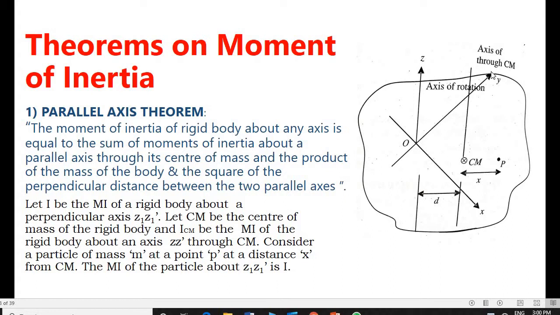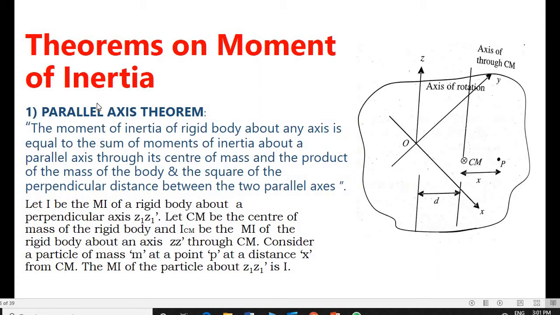So this is a rigid body. ICM is the moment of inertia about an axis passing through the center of mass. This is the center of mass. This is an axis passing through the center of mass. The moment of inertia about this axis is ICM. Again, the moment of inertia about any axis parallel to the axis passing through the center of mass is equal to the moment of inertia about the center of mass plus the product of the mass of the body and the square of the distance between the two axes.